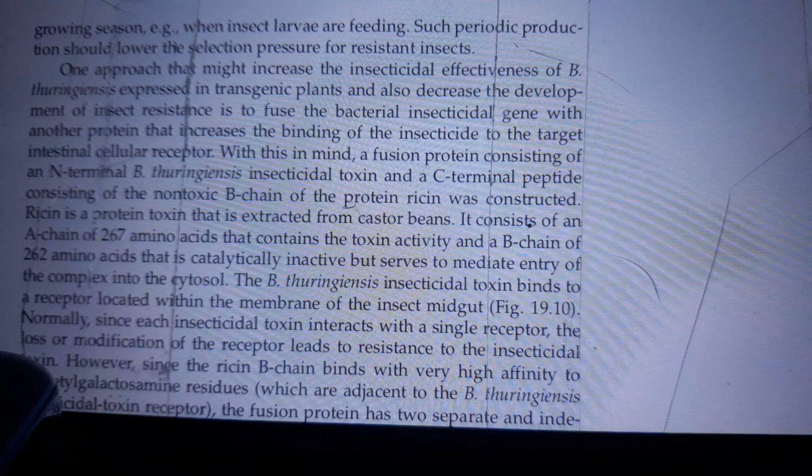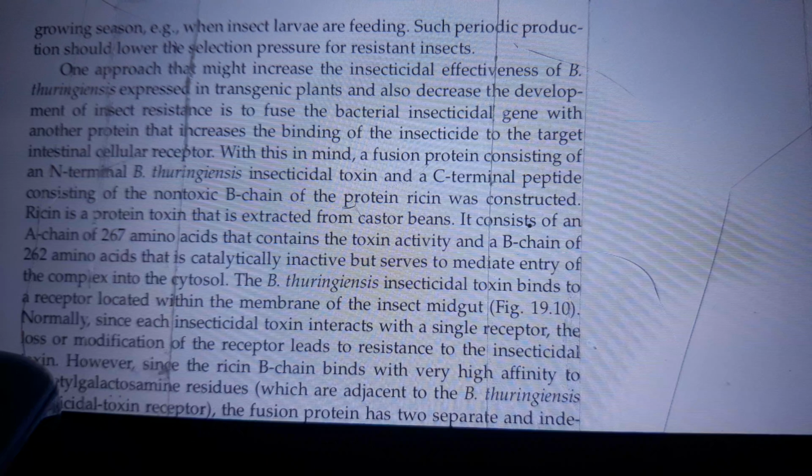With this in mind, a fusion protein consisting of an N-terminal B. thuringiensis insecticidal toxin and a C-terminal peptide consisting of the non-toxic B chain of the protein ricin was constructed. Ricin is a protein toxin that is extracted from castor beans. It consists of an A chain of 267 amino acids that contains the toxin activity, and a B chain of 262 amino acids that is catalytically inactive but serves to mediate entry of the complex into the cytosol.